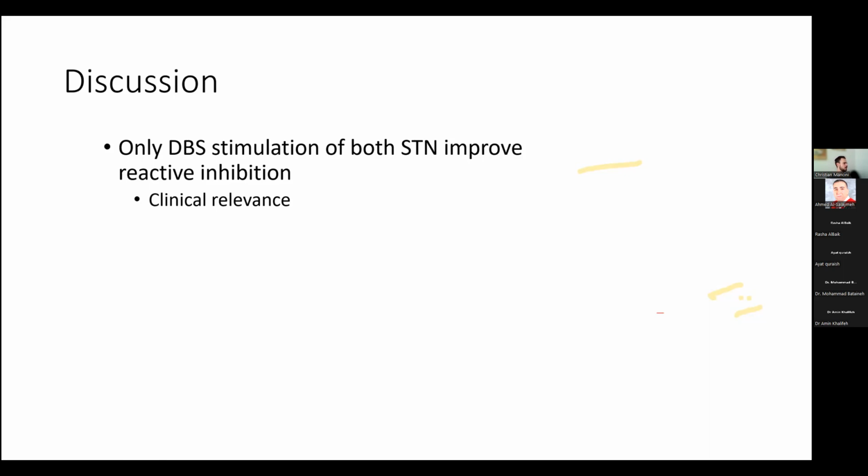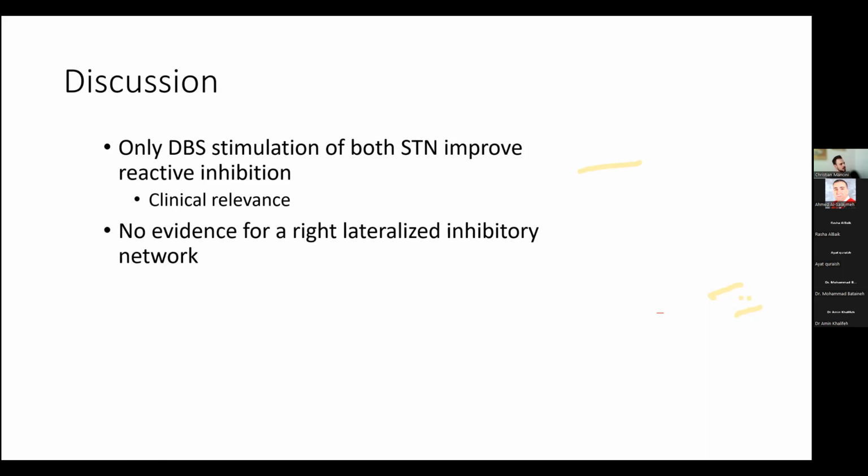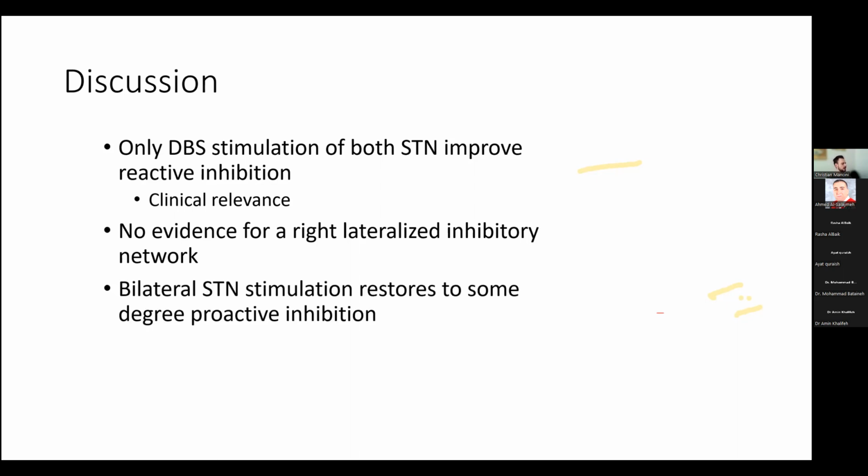This data helps the clinicians decide to maybe implant both electrodes. And then another take-home message is that we have no evidence for a right lateralized inhibitory network. In fact, if we deactivate only one electrode, we have the same impairment as deactivating both electrodes. And finally, bilateral stimulation of the subthalamic nuclei restores, to some degree, the proactive inhibition. And that's very interesting data.